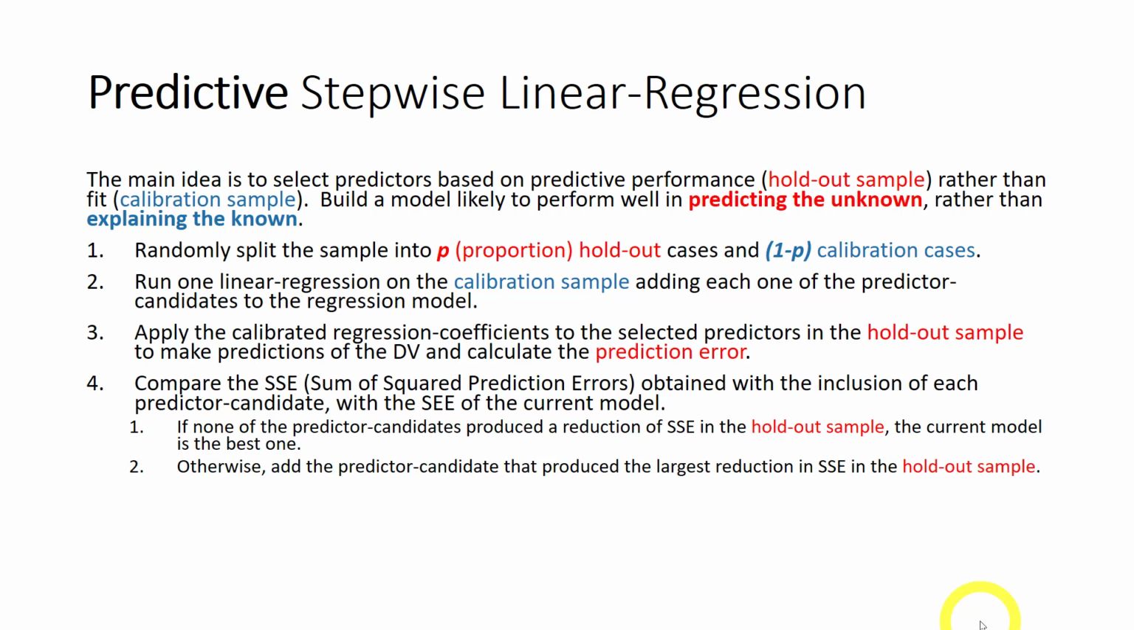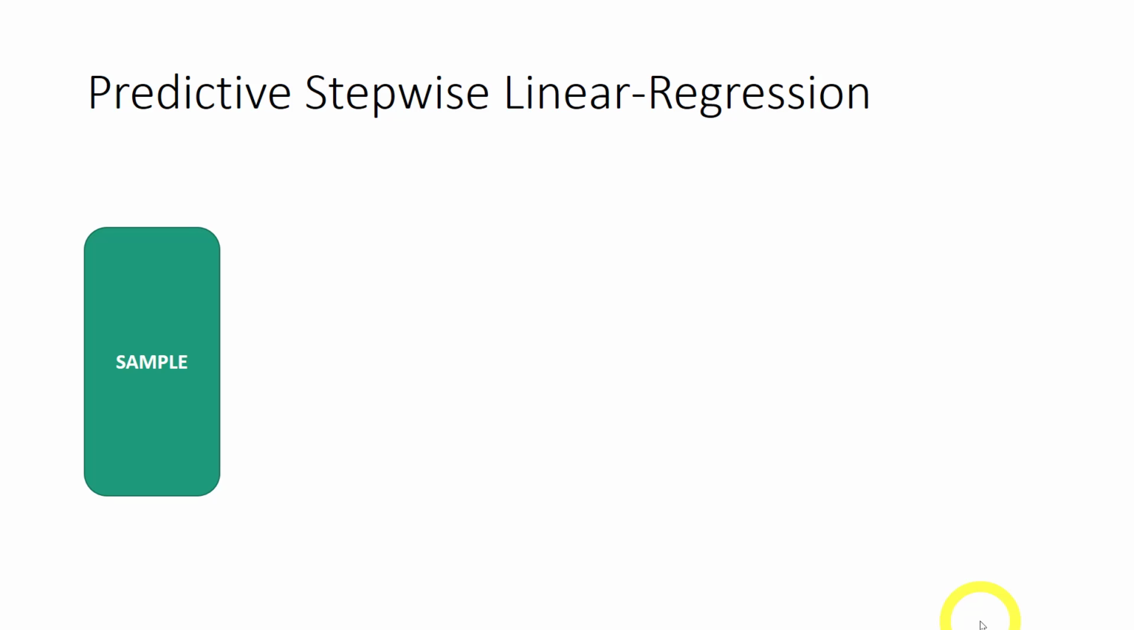If none of the predictor candidates produce a reduction in sum of squared errors in the holdout sample, we stop. That means that we cannot find a better model than the current one. We cannot add more predictors to it. Otherwise, we add the predictor candidate that produces the largest reduction in sum of squared error in the holdout sample. And keep repeating steps 1 through 4 until we cannot reduce sum of squared errors in the holdout sample. Let me show graphically how this works.